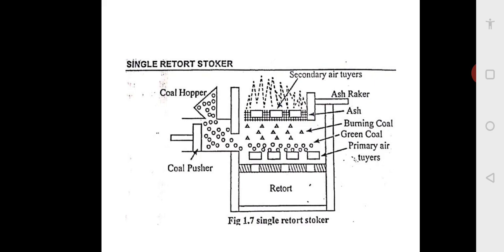So first you have the green coal, that is the coal you feed, then you burn it, and then it becomes incandescent coke, and above that there is ash. Then you can see that the ash which is coming on the top, there is an ash raker. That is removed regularly, and this is how the single retort stoker works.